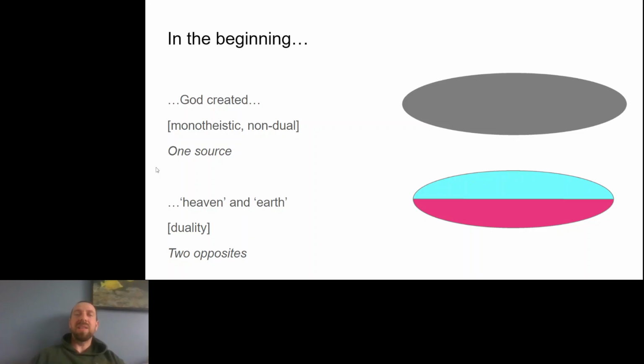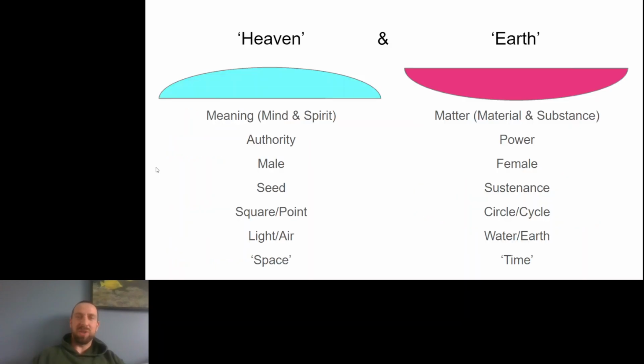So in the beginning, God created heaven and earth. We just need to get this in our minds, understand this notion. And then when we talk about duality, there's a whole bunch, right? Often they're under the general categories of heaven and earth. But if we understand it, it'll be meaning and matter, right? So meaning, mind, and spirit versus matter, material, and substance. Another duality is authority versus power, male versus female, seed versus sustenance, square point versus circle cycle, light air versus water earth, and space versus time, which we won't be able to get at today.